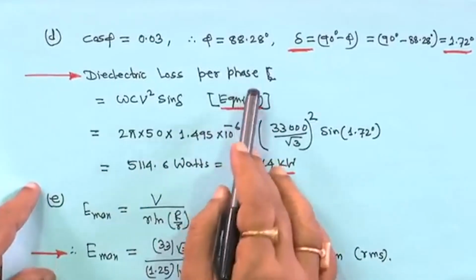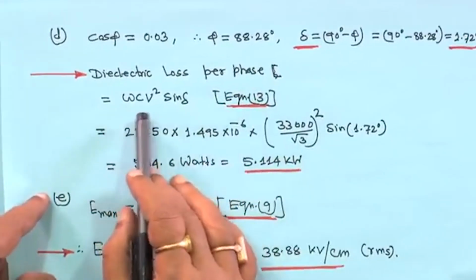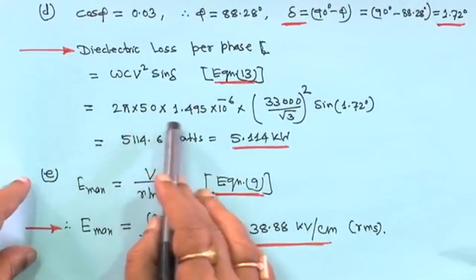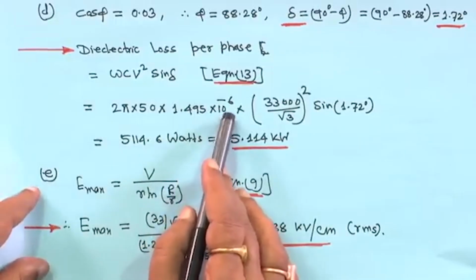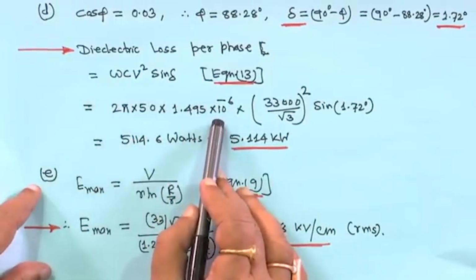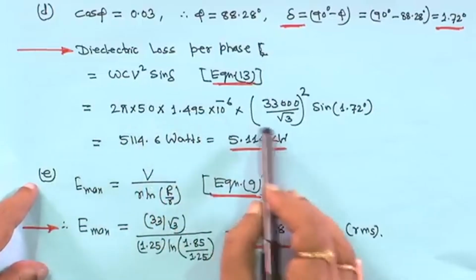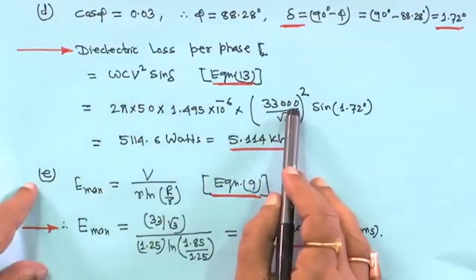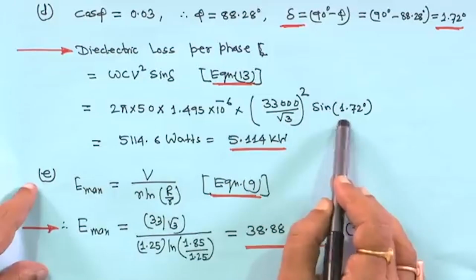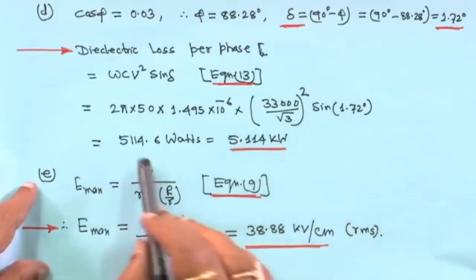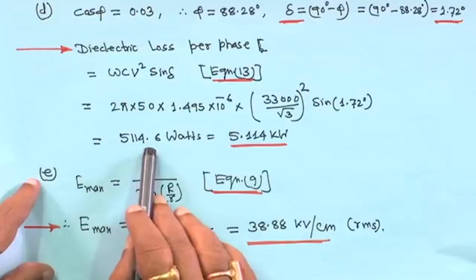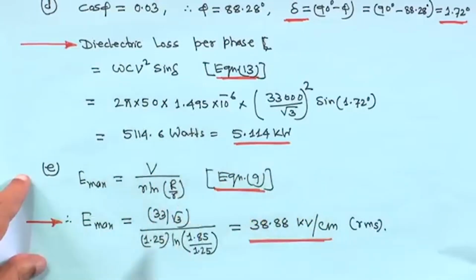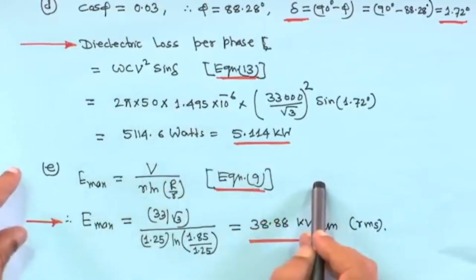Now, the dielectric loss per phase, from equation 13, we write omega C V square sin delta. That is 2 pi into 50 into 1.495 into 10 to the minus 6, that is the capacitance value we got, microfarad per phase, into V square, we have converted kilovolts to volts, so 33,000 by root 3 whole square, into sine of 1.72 degree. It comes to 5114.6 watt, which is equal to 5.114 kilowatt. So, this is the dielectric loss.